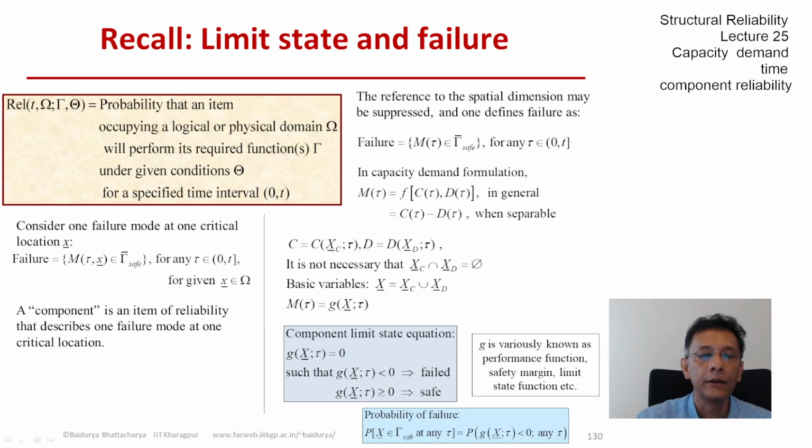We define the probability of failure of that component in terms of those random variables, those basic variables. They are out of the safe set if the limit state function is less than 0 at any time from 0 to t in the service life. So let's see what this looks like through a very simple example for a component.